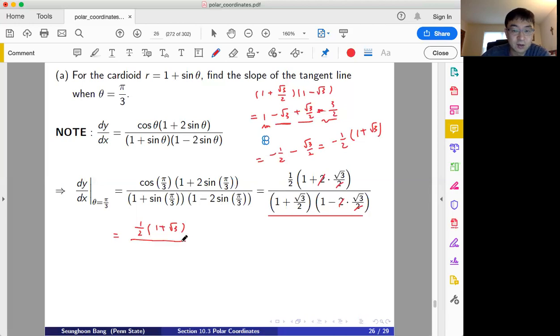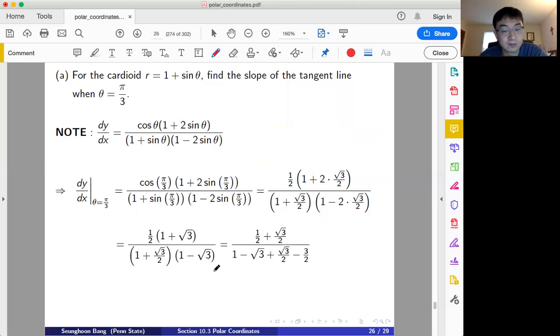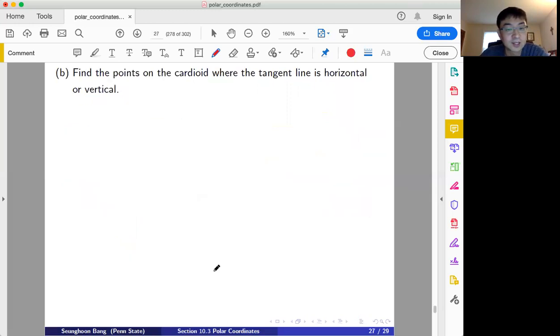So what's the bottom one? Minus 1/2, 1 plus root 3. So what happens? Cross out everything. So we have 1 over minus 1. The answer is negative 1. So that's it. This is the whole idea for solving the first problem. Like this. Next, find the points on the cardioid where the tangent line is horizontal or vertical.